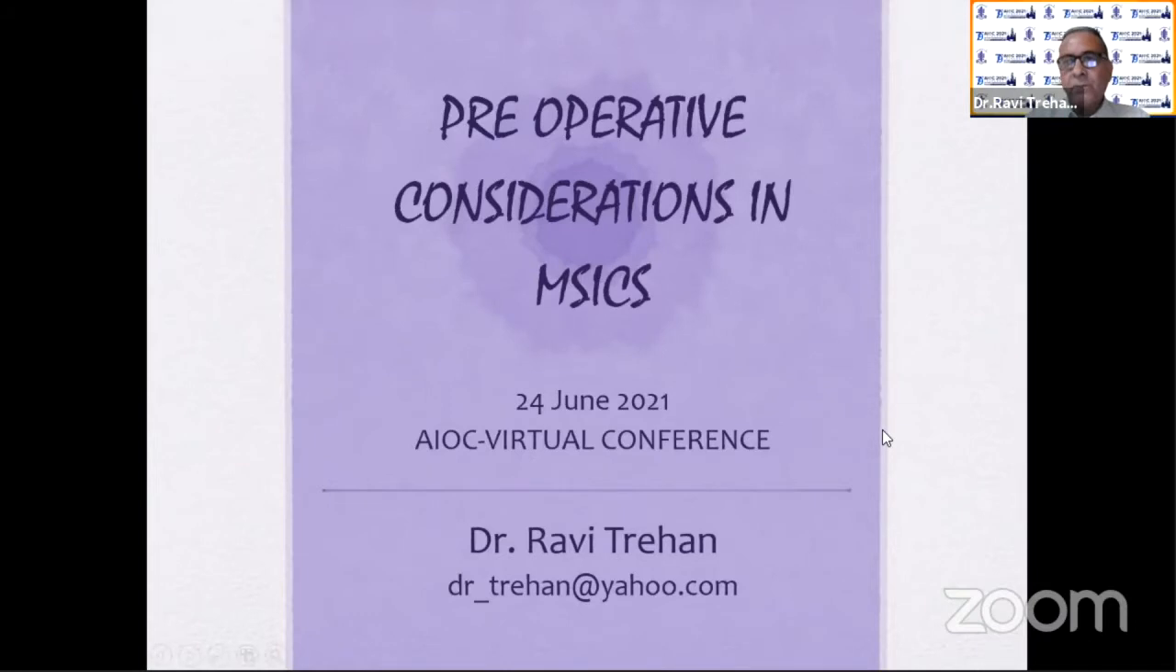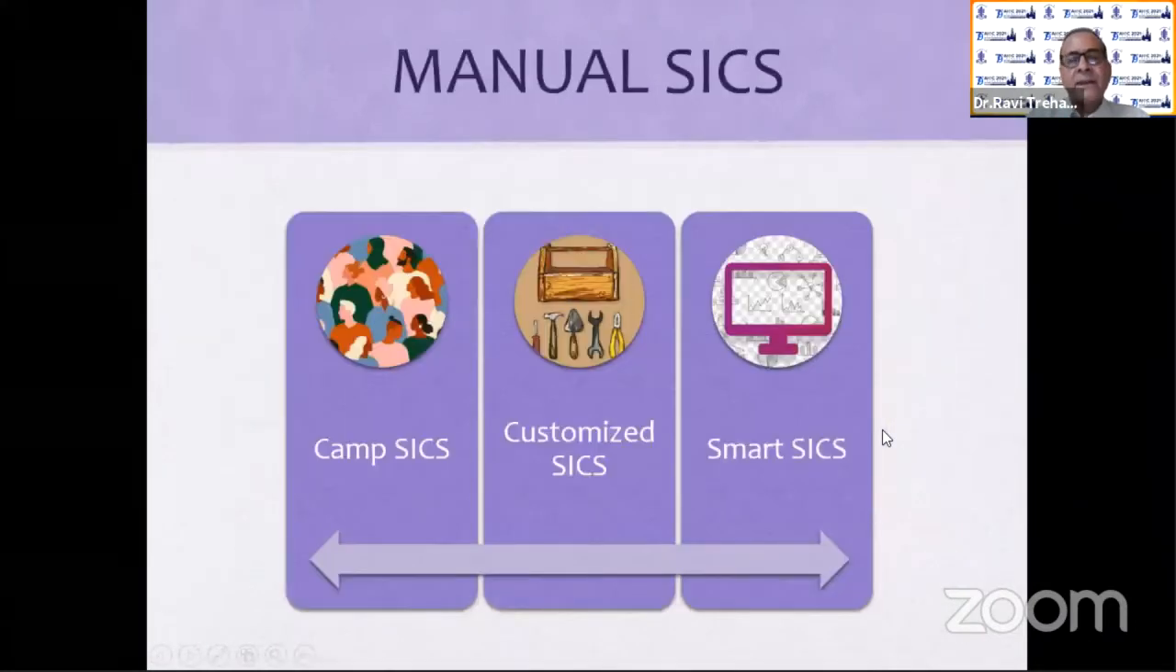And the slides are not moving, I think. Yes. Manual SICS, I have divided these SICS techniques into three. Number one is Camp SICS. Number two, customized SICS. And number three is smart SICS.